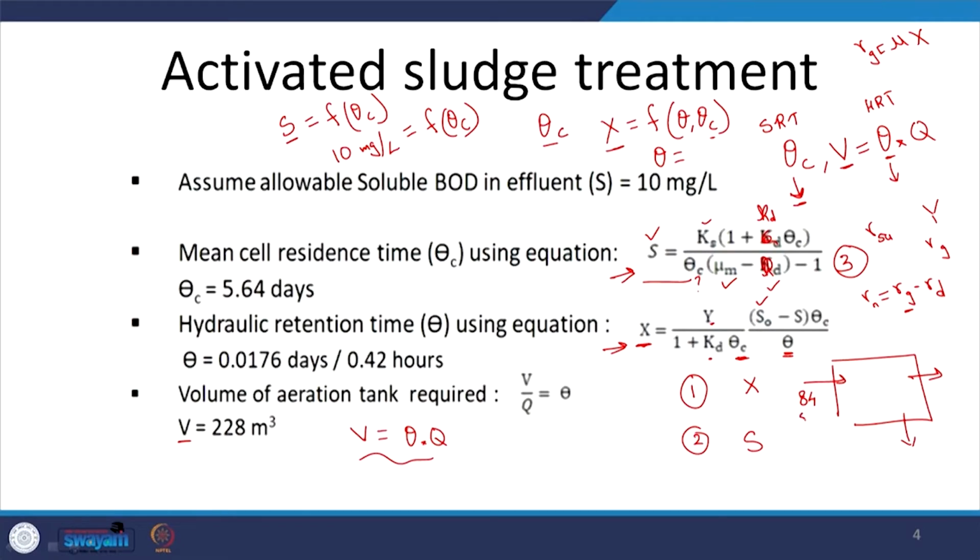This is with respect to substrate, S naught, S effluent 10 milligram per liter, right. We have this, theta c we calculated above. So, from this equation I can calculate theta. Once I calculate theta, I can substitute here and get the volume of my tank. So, that is the approach.